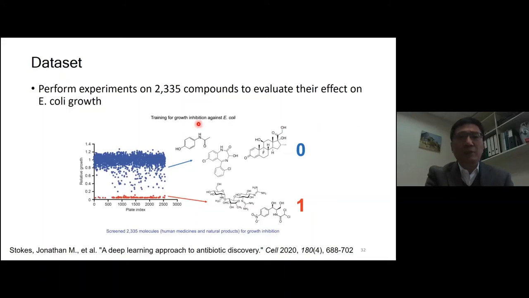So we train on the growth inhibition against this E. coli, and we use, again, different colors to represent the relative growth of the bacteria. So the higher the number, the more the bacteria grow. The red represents certain compounds that can inhibit the growth of bacteria. In other words, they could be potential antibiotics.